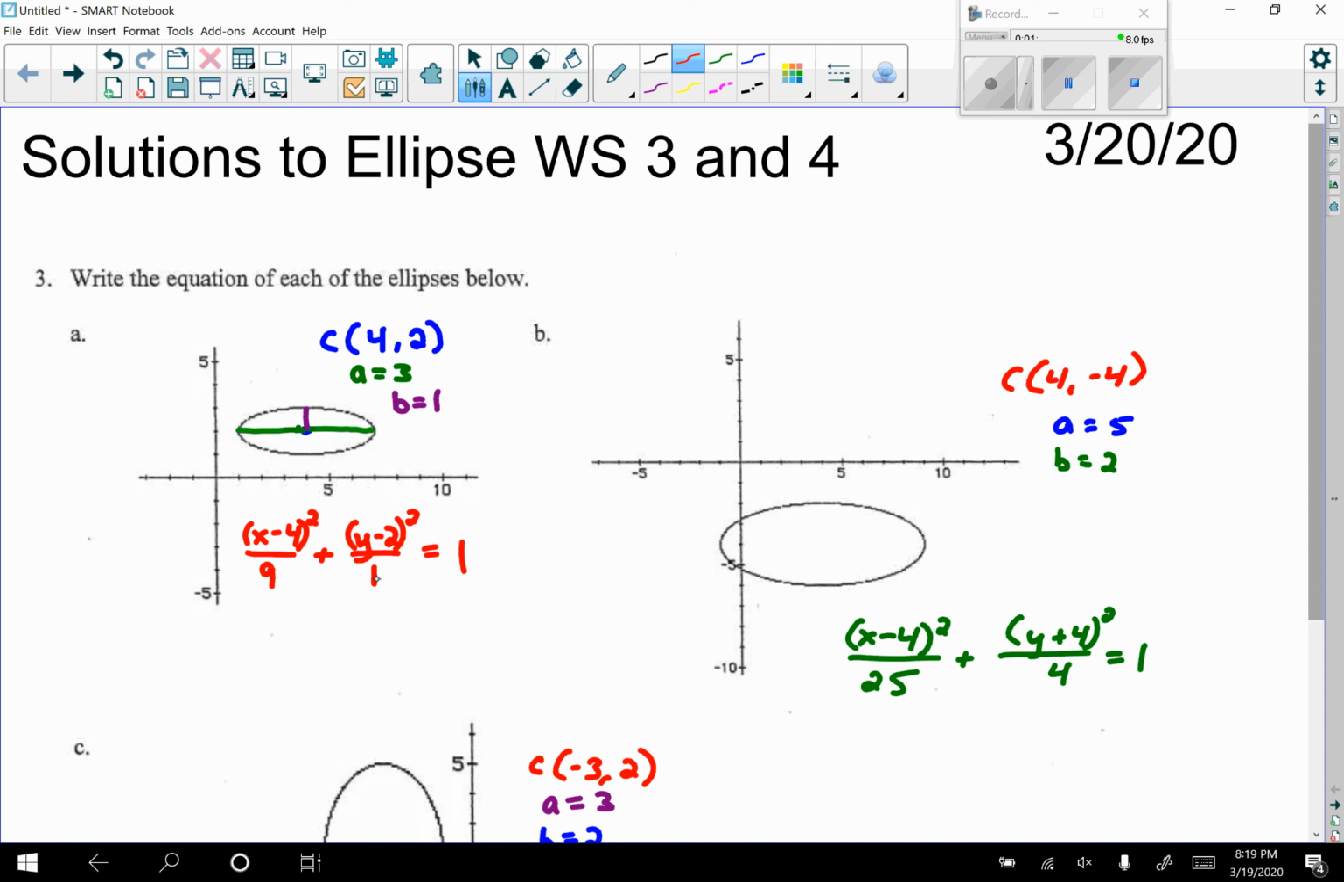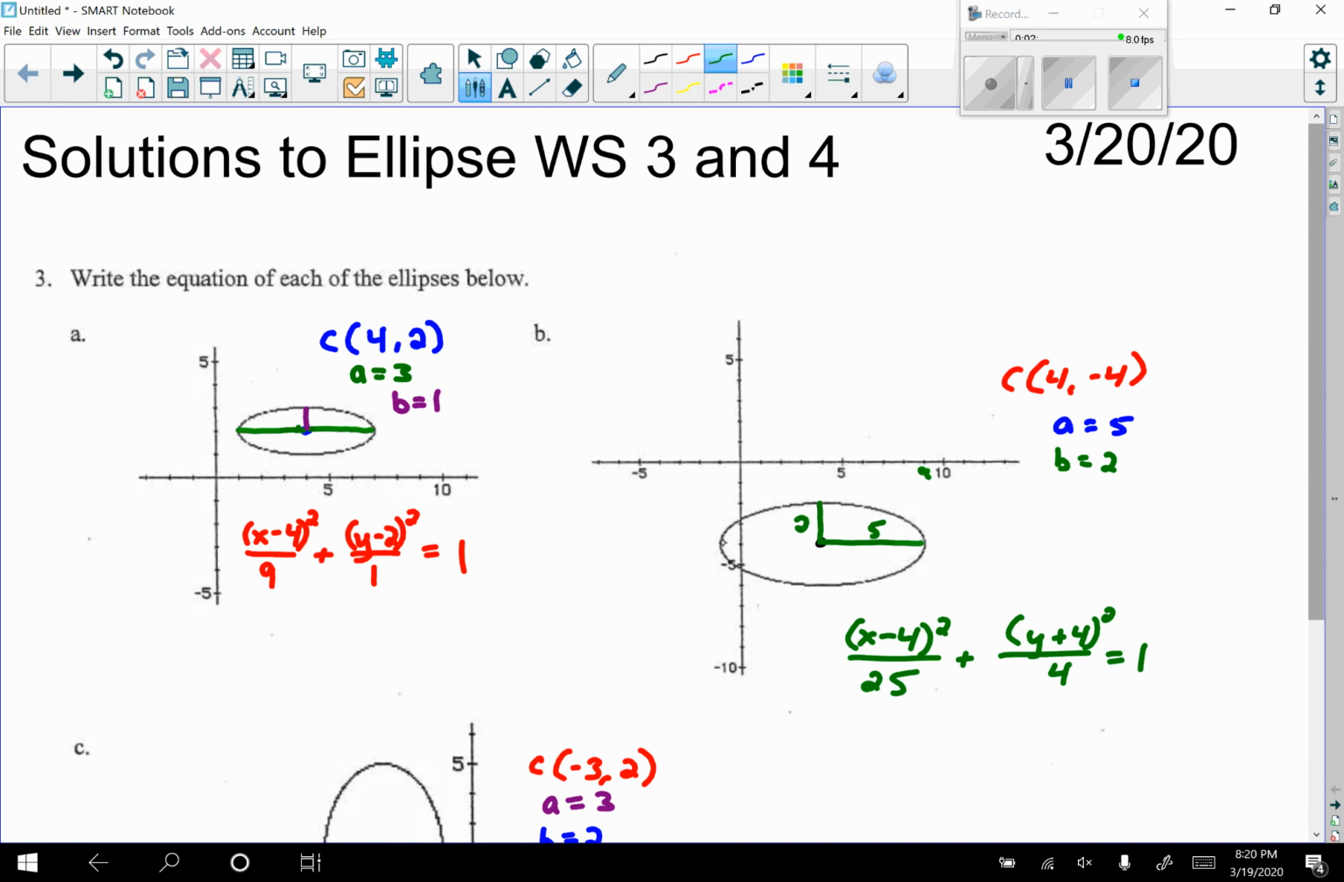is equal to 1. Now for part b, I have the equation written out with the center, a, and b listed here, so you can double check that you had it correct, and I will go over it. Here, if we count over 4 and then down 4, we're right at the center. The major axis has the same direction as part a. If I count over to the right, I'm counting over 5, and it goes right to 9 here. So a is going to be 5, and b is 2. If I count up, half of the minor axis is going to be 2.